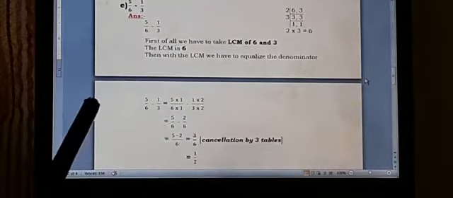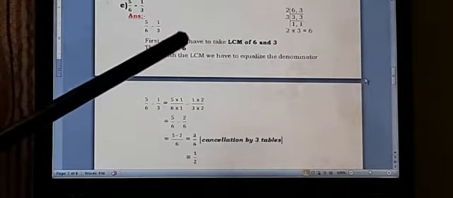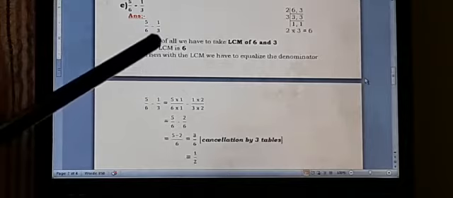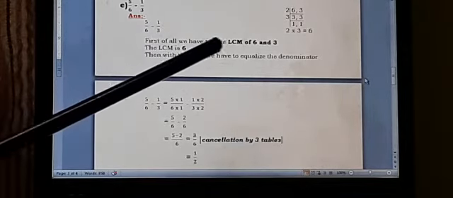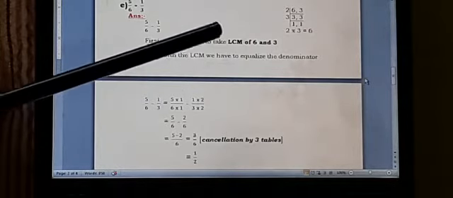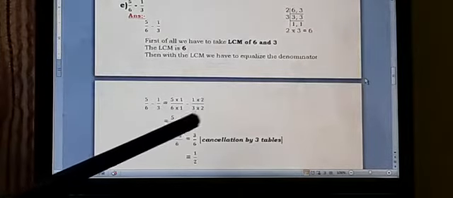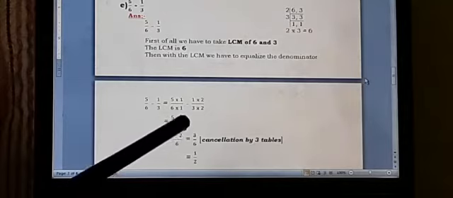Next question is 5 by 6 minus 1 by 3. So this is subtraction. Here also we have to follow the same procedure. The only thing is we have to subtract. First of all you have to take the LCM of 6 and 3. So the LCM of 6 and 3 is 6. With the 6 we have to equalize the denominator. So here 6 is there in the denominator. The same thing we can write.